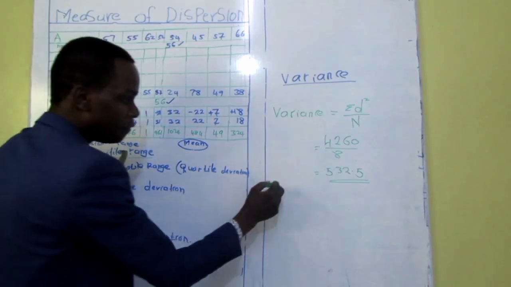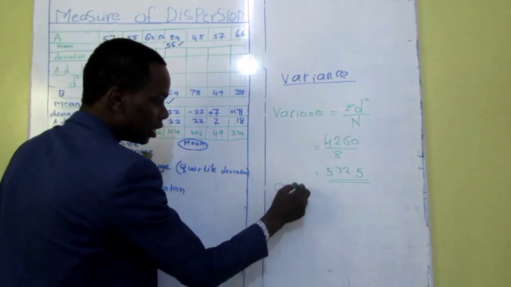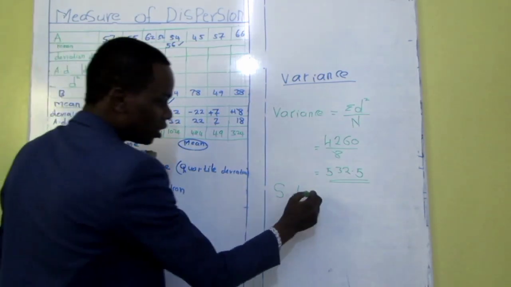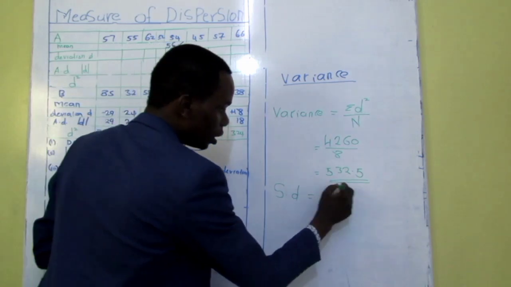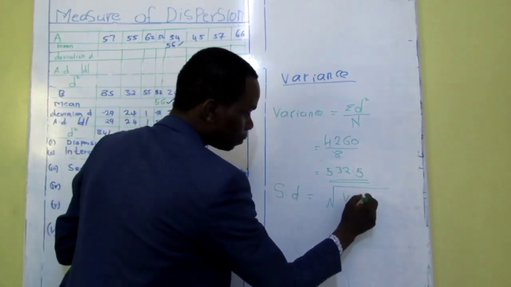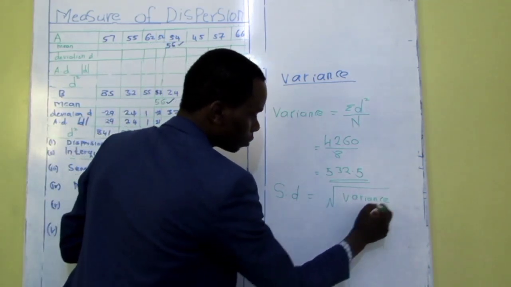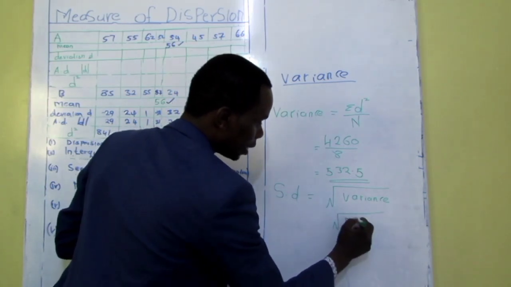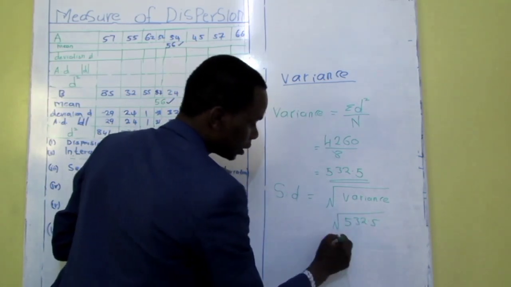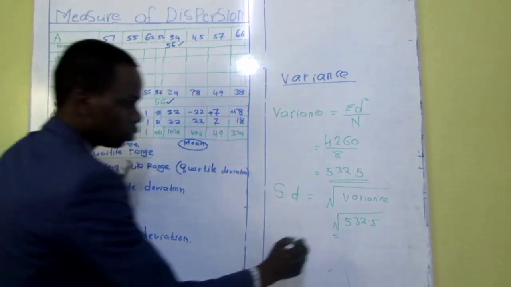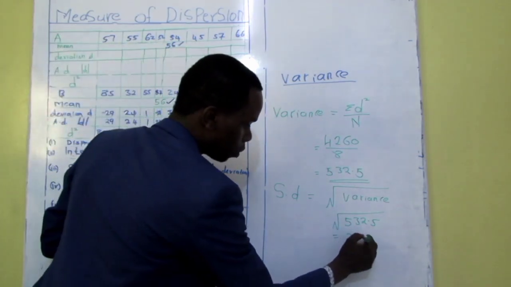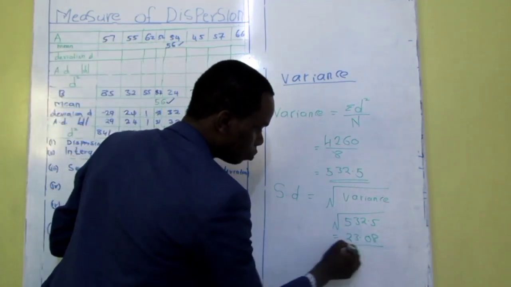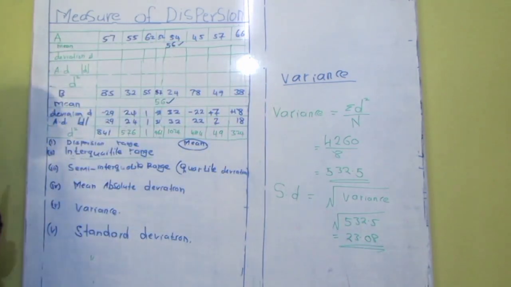Standard deviation. So we talk about standard deviation. So standard deviation is the square root of variance. So we take the square root of 532.5. So what's the answer? 23.08. And this is what we call standard deviation. Have you seen the way we have done it?